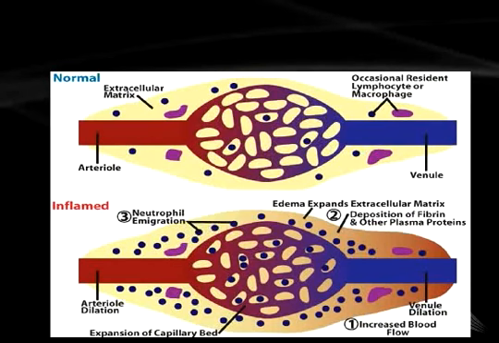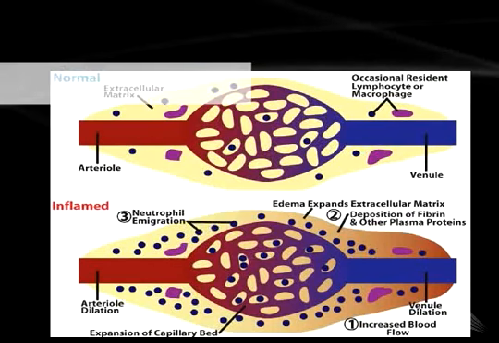So here's a schematic of what this looks like. In normal tissue, you have normal blood flow. You have a few immune cells in the extracellular matrix, occasional lymphocytes and macrophages. But with an inflamed tissue, you get dilation of the arteriole, you get increased blood flow, and the blood vessels, the capillaries, become leaky. You get edema from leakage of intracellular fluid, and you get deposition of plasma proteins and inflammatory cells in the tissue.